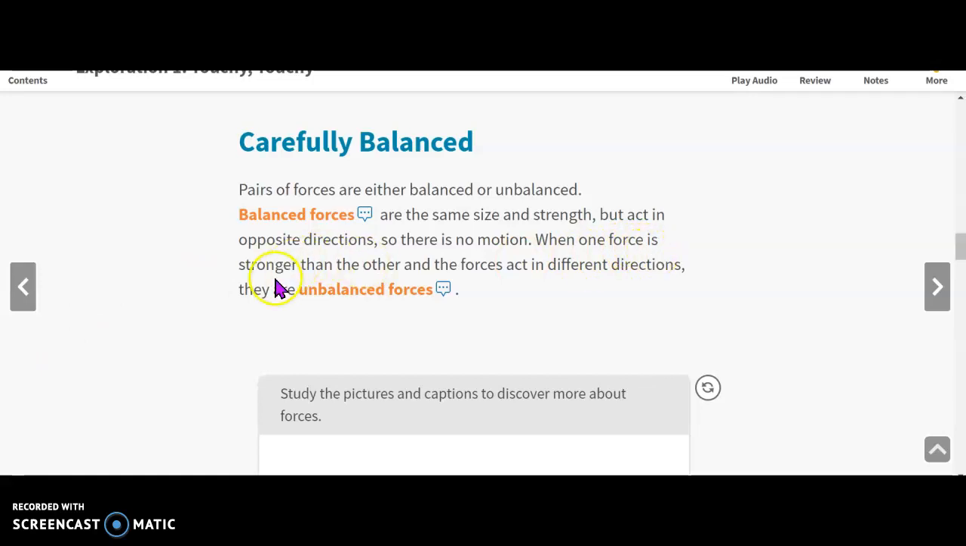But when one force is stronger than the other, and the forces act in different directions, one pushes one way, one pushes the other, then they are unbalanced forces because they're different. Remember, un- means not, so not balanced, not the same.